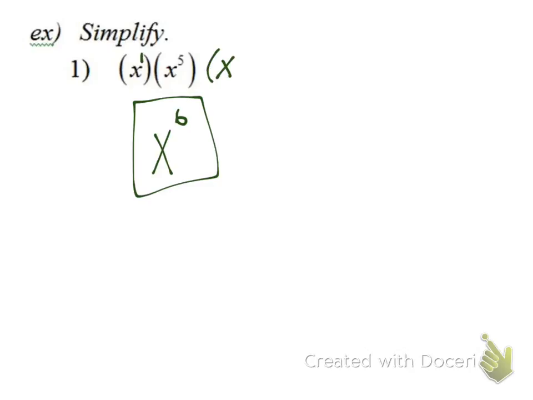You have x, x, x, x, x, x. How many x's is that? Count them up. That's 6, x to the 6th, okay? So if you forget the rule about adding the exponents, don't just give up on the problem. Don't just guess. Write it out. Use your brain. Figure it out, okay? What are your questions so far?